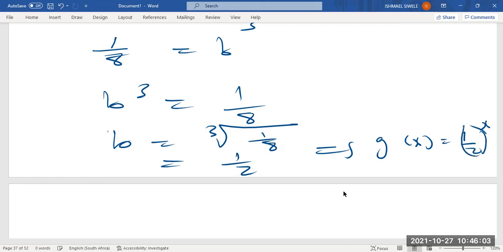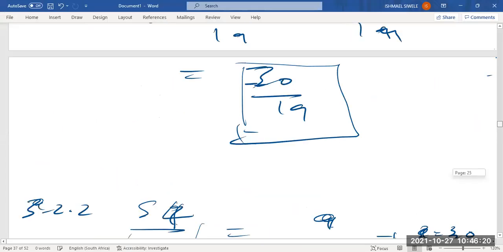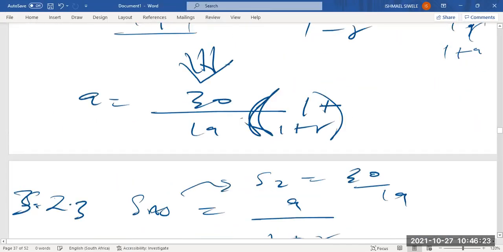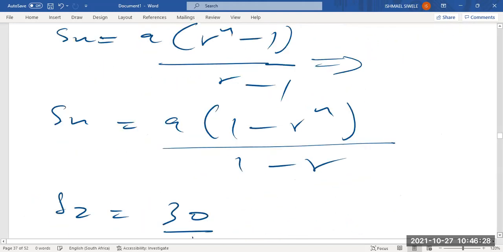Now let's see what comes after this question. You have determined the value of b, and the next question says determine the coordinates of A and C. Which one is this one? A and C. Is it there on the graph? Can you find it on the graph? Oh, they gave us specific directions.